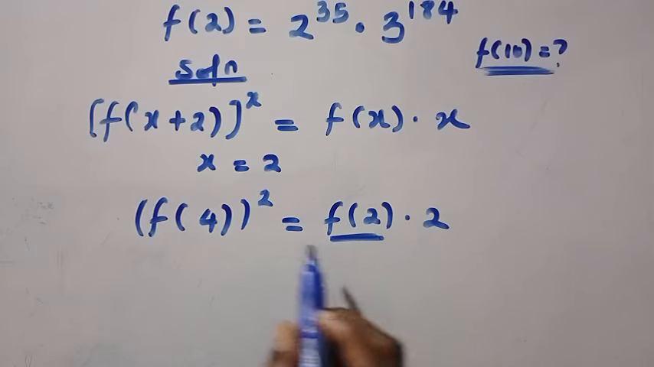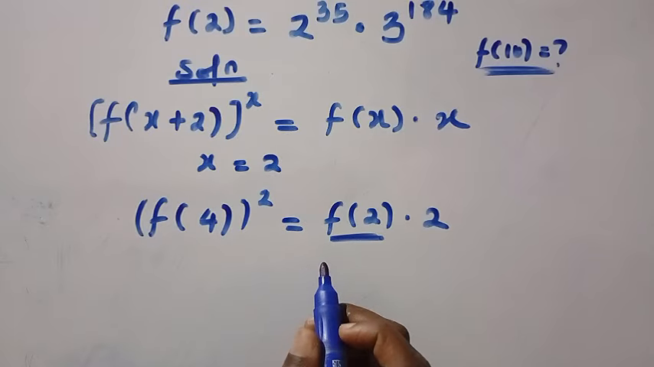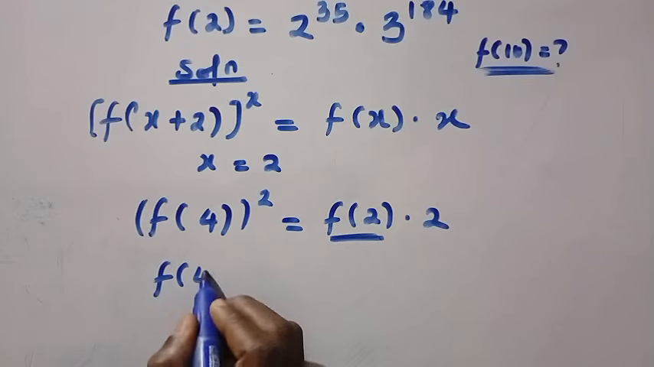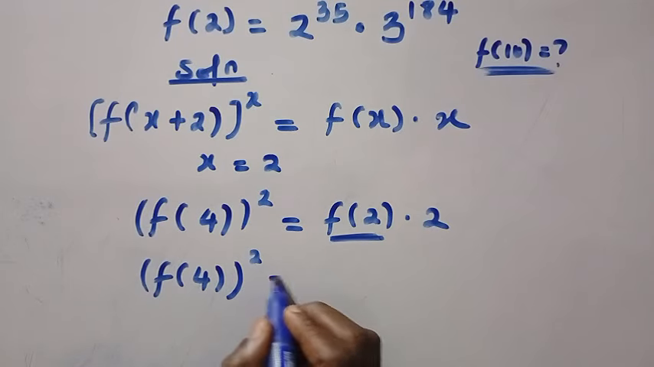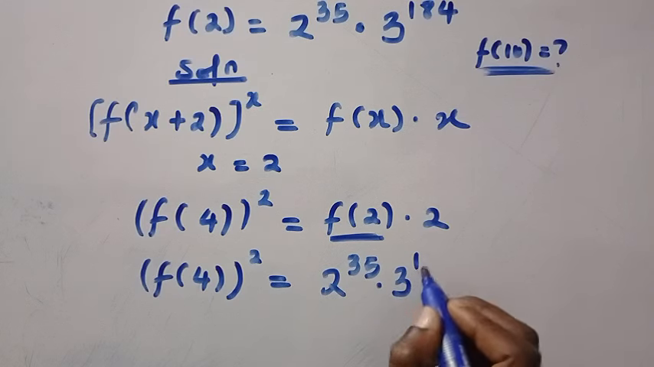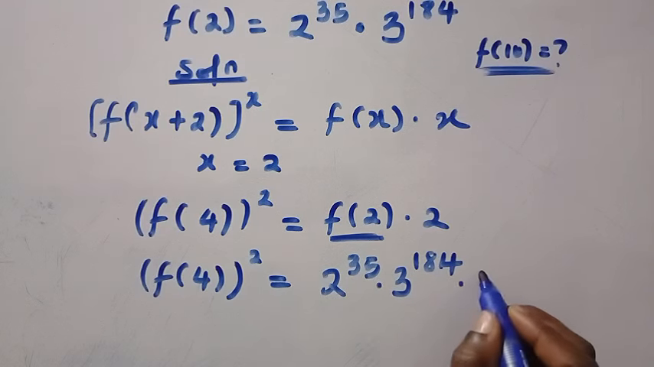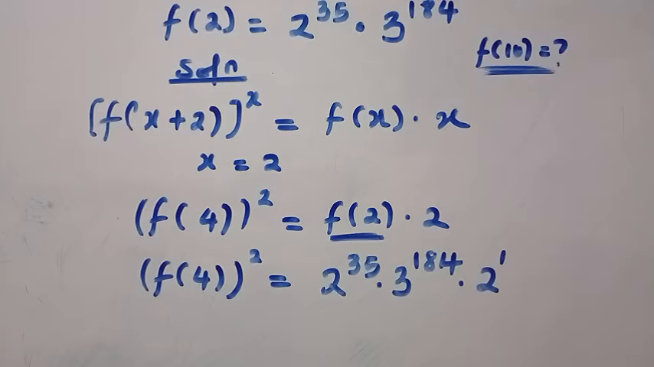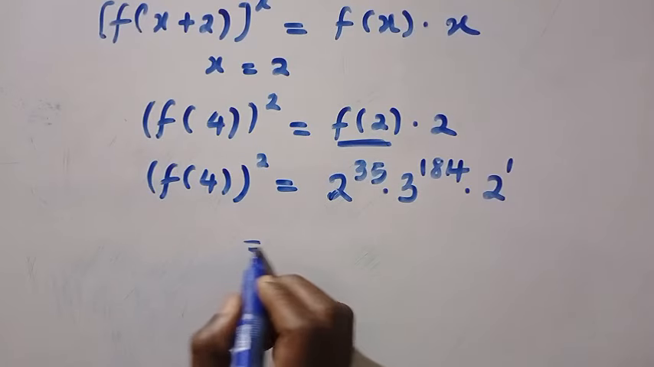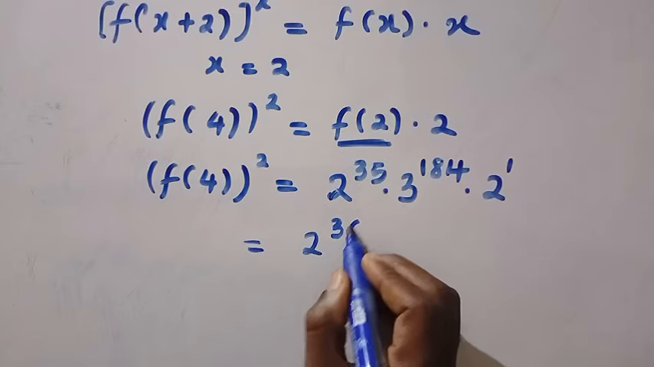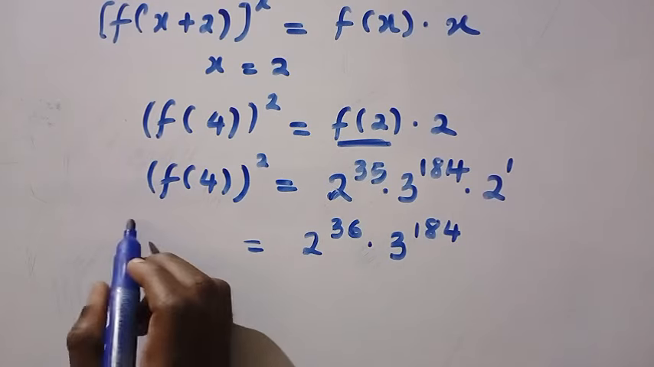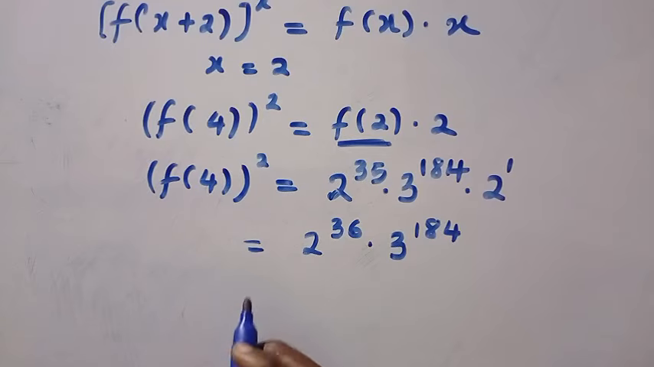And f(2) is given as 2 power of 35 multiplied by 3 power of 184. By replacing it, we have f(4) raised to the power of 2 equals 2 power of 35 multiplied by 3 power of 184, then multiplied by 2 power of 1. By rule of indices, 2 power 1 and 2 power of 35 gives us 2 power of 36 multiplied by 3 power of 184. And everything here equals f(4) raised to the power 2.